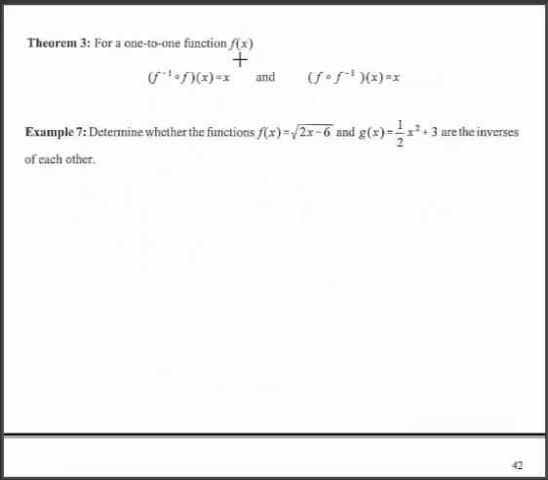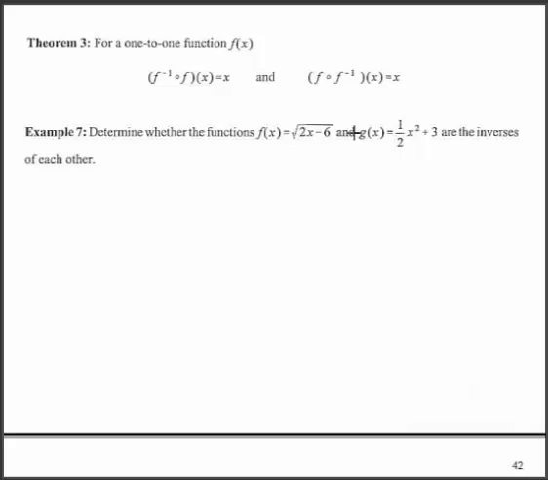Our last theorem for this section: for a one-to-one function f of x, if we compose the two functions, f and its inverse, then we should get x. And if we compose them in the reverse order, then we get x as well. So in example 7, we're simply going to put f into g and g into f and verify that we get x in both cases.